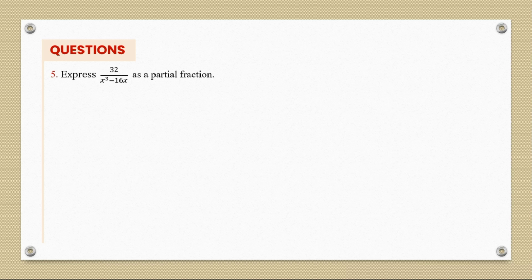Right, question number 5, we have 32 over x cubed minus 16x as partial fractions. We are being told to express it that way. So this is already a proper fraction. So to solve this, we have 32 over that.